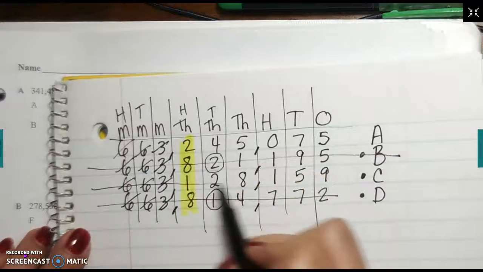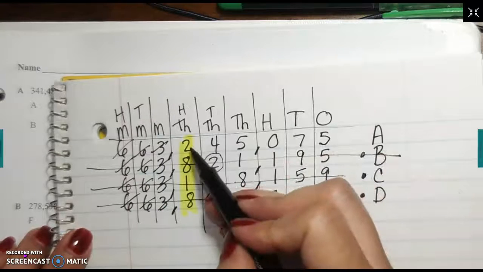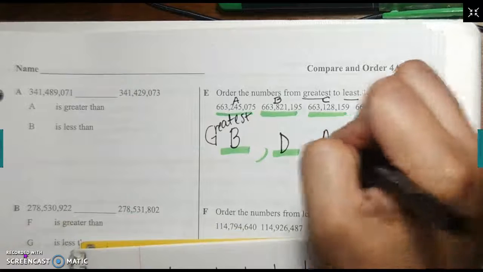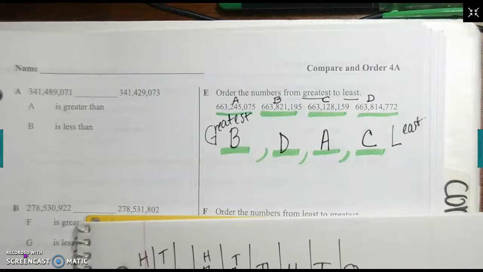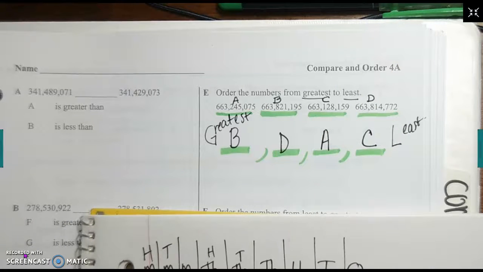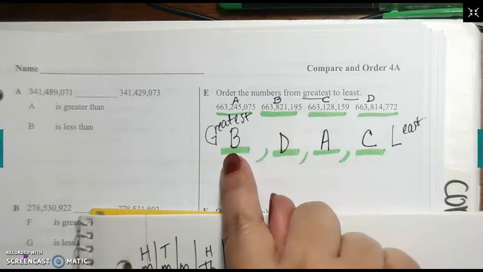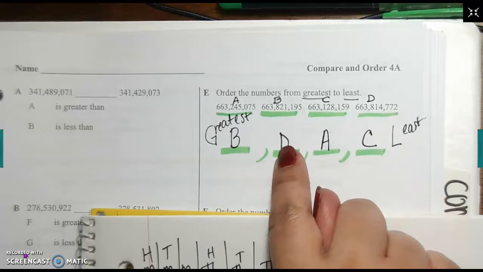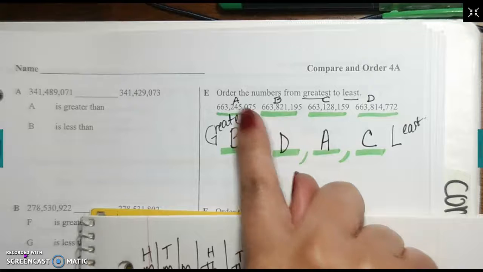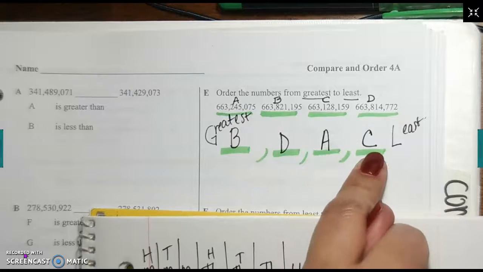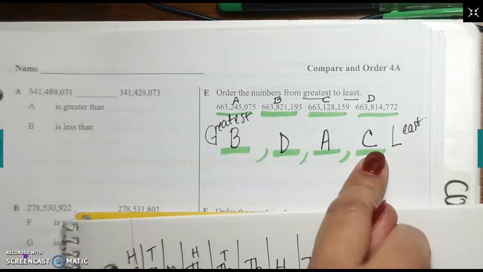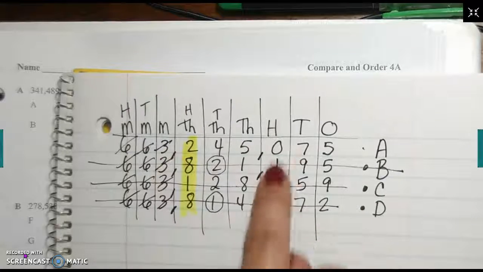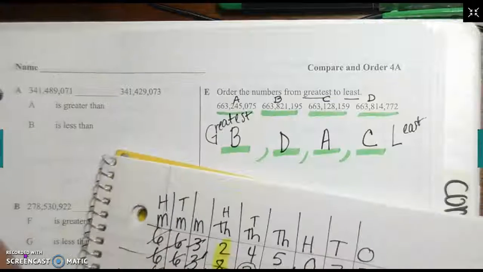And so I scratch that off, and then of course the only one left is A. So A would be third in spot in the line. Okay, and so now I know that the number in letter B is the greatest, the number in letter D is the second greatest, the number in letter A is the third greatest, and the least of them all is letter C. Okay, so this is the strategy you would use. And good luck.